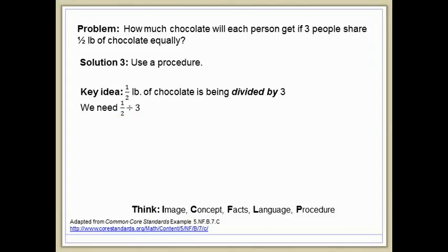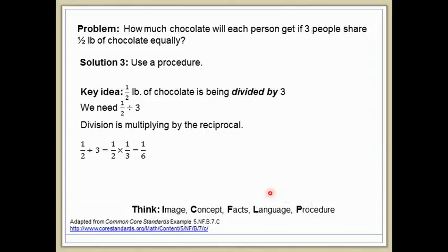So the next step is to identify what we know about division of fractions. This is a fact that students need to know, that division is multiplying the dividend by the reciprocal of the divisor. In other words, we're going to take this 3 and take the reciprocal of it and multiply by 1/2. So here we go, 1/2 divided by 3 is the same as 1/2 times 1/3.